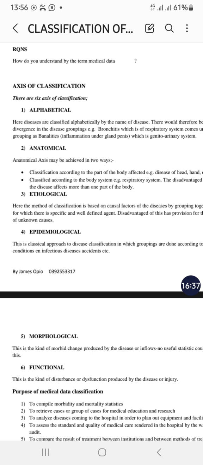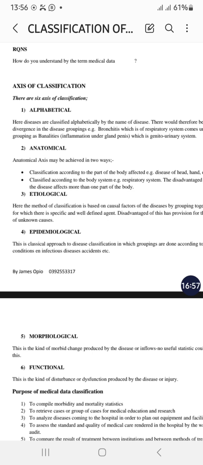One disease is affecting different systems. Now going back to number one, alphabetical axis. So alphabetical axis is the classification of diseases according to the names of the disease. So those diseases that start with letter A, we put them together.